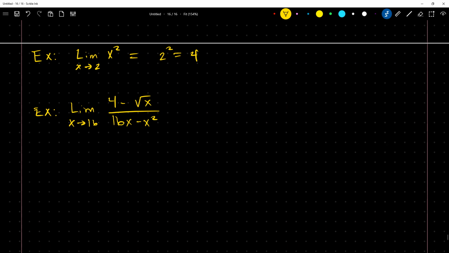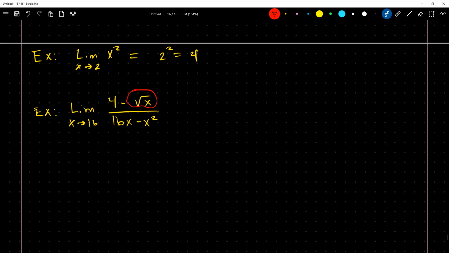Okay, so here there are a lot of problems. One of them is if I plug in 16, I will get 4 minus 4, which will be 0, divided by 16 squared minus 16 squared, so 256 minus 256. So I will get indeterminate form if I plug in 16. And also there's a problem where I've got a square root here.